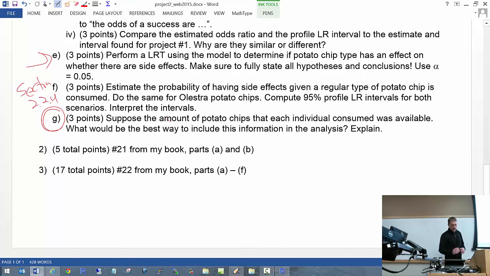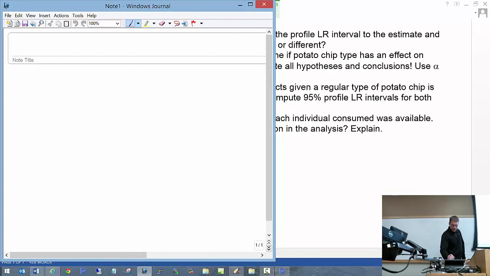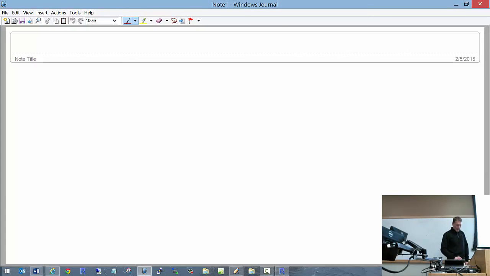Okay, so that's problem number 1. Problem number 2 is number 21 from the book. And let me get into Wendell's journal here. What this involves is something called a lethal dose level, or LD for short.